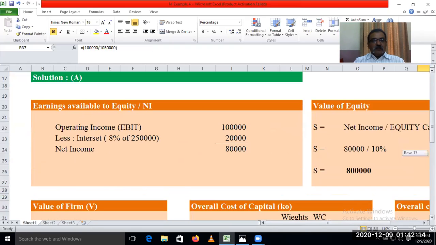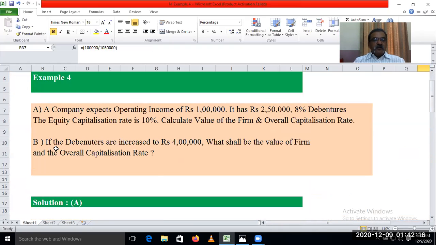Now we have to answer question B. The question B is, if the debentures are increased to rupees 4 lakhs, what shall be the value of the firm? Means everything is remaining the same. That is operating income 1 lakh, rate of interest on debenture 8%, equity capitalization rate will remain the same, 10%. But the only change is that instead of 2,50,000, if the debenture amount is rupees 4 lakhs, what will be the value of firm and overall cost of capital?